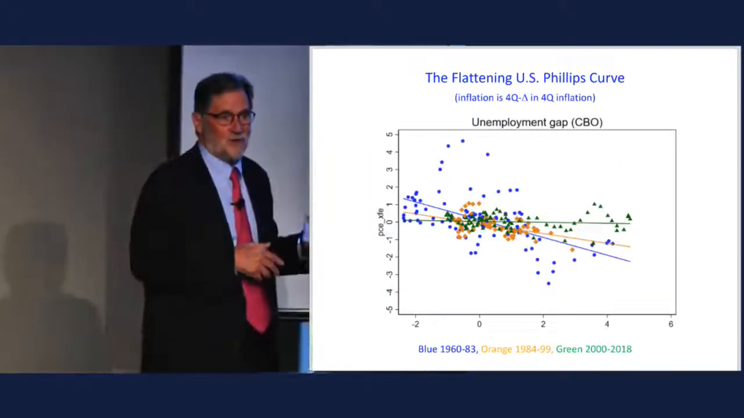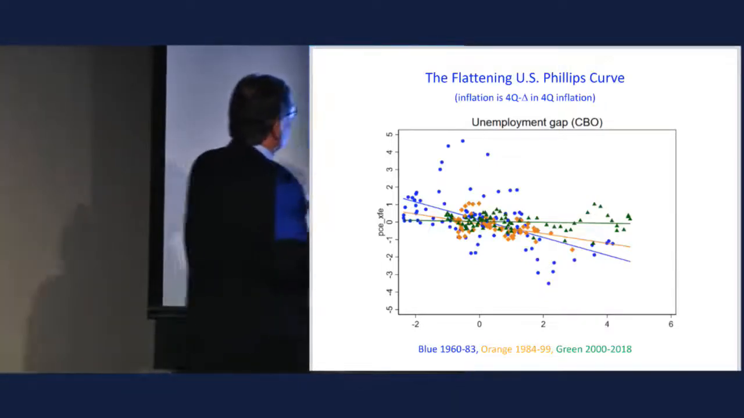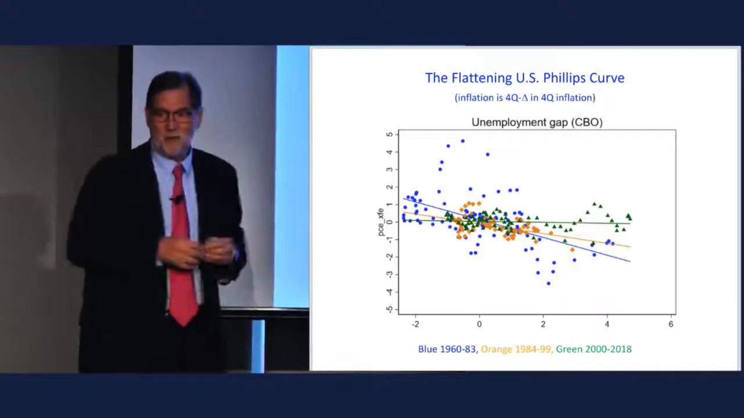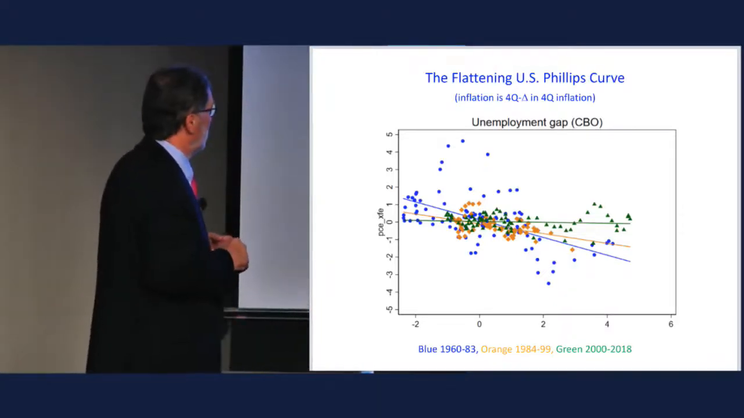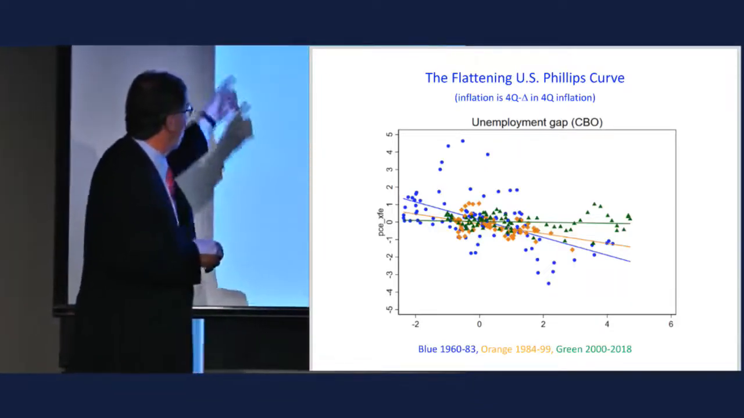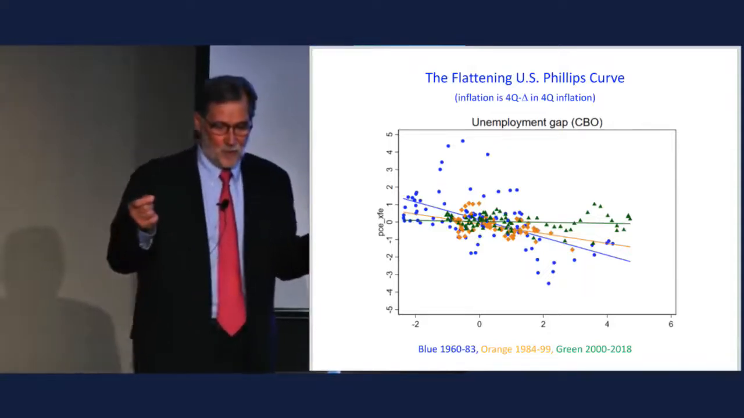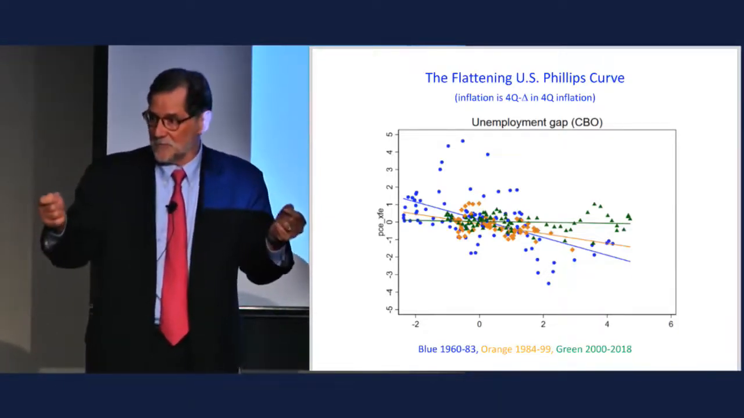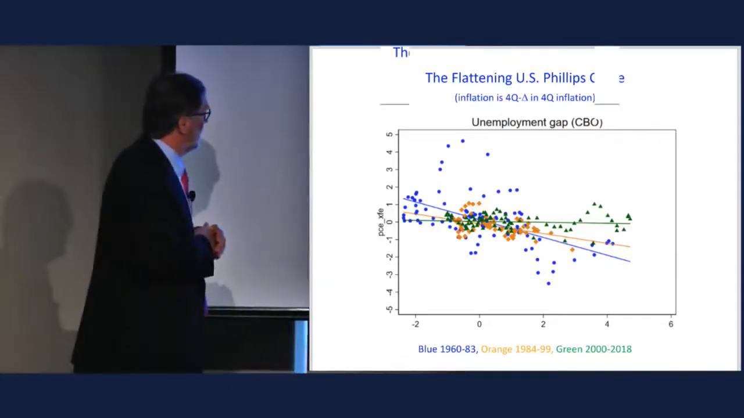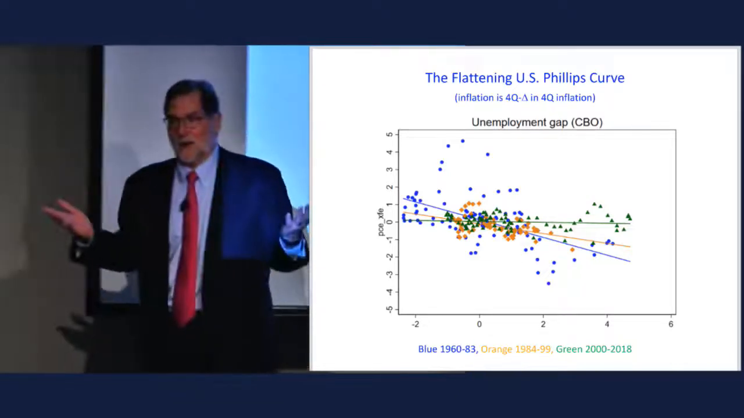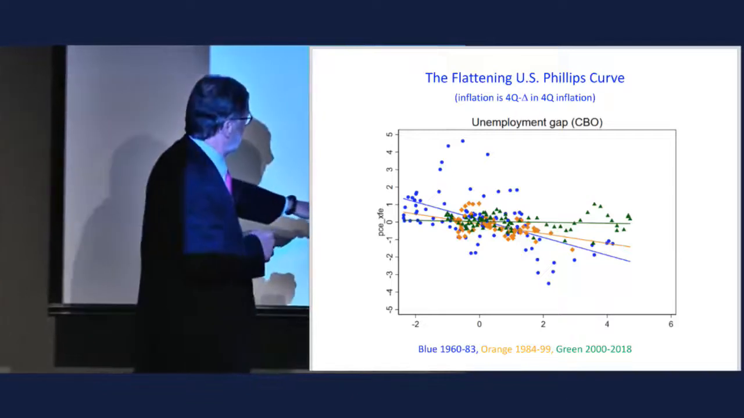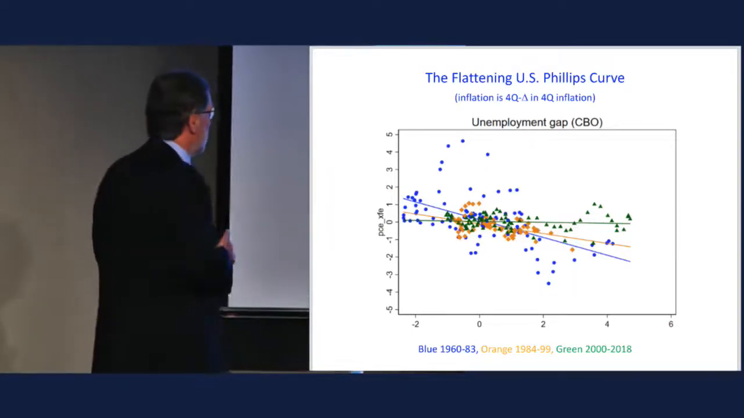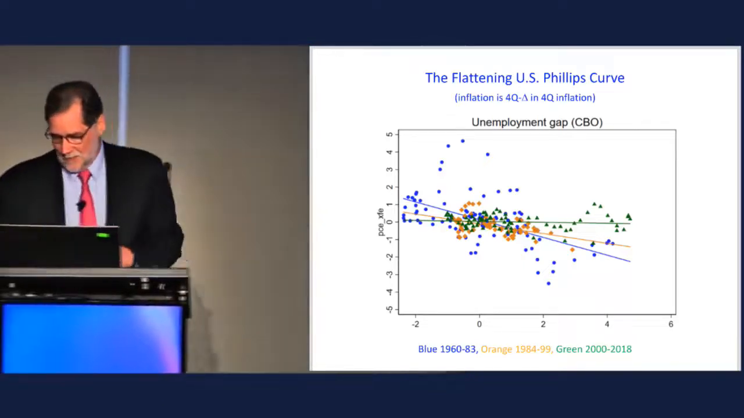So here's another way of saying the same puzzle. This is just a regression. On the x-axis we have the unemployment gap, the unemployment rate minus the CBO's estimate of the natural rate, and on the vertical axis we have the four-quarter inflation rate for the U.S., the four-quarter difference in that, so it's the annual difference in annual inflation. And you can see, if you just ran a regression, in the early period you'd get the blue line, in the middle period the orange line, and in the later period the green line. So it looks like the slope of this thing is changing. So that's the question.